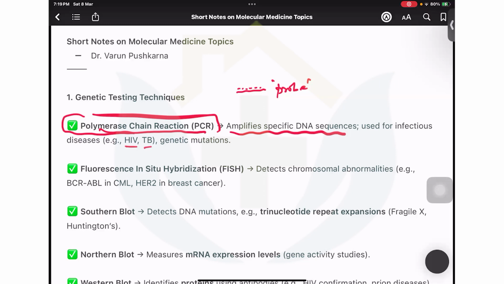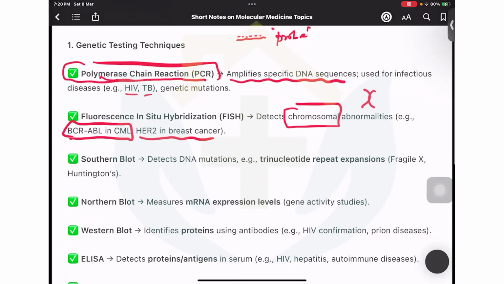Then comes fluorescence in situ hybridization technique, which is called FISH. FISH detects chromosomal abnormalities, which means big chromosomal changes. For example, BCR-ABL translocation in chronic myeloid leukemia, and presence of the HER2/neu gene in breast cancer. This was FISH. Then comes Southern blot. Southern blot is basically for DNA, so it detects DNA mutations. For example, trinucleotide repeat expansion like Fragile X syndrome and Huntington's disease. These are the diseases which utilize Southern blot to diagnose.